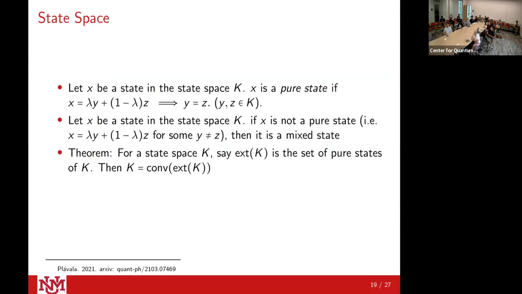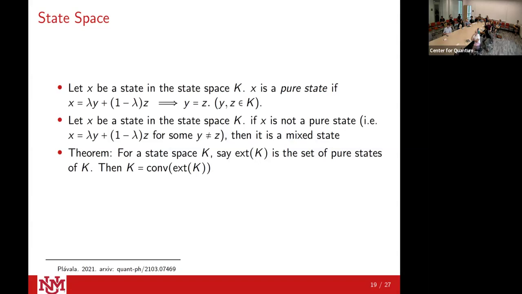Basically, some quick definitions, which we all understand because we're quantum theorists. X in a state space is pure if any mixture you can write down that gives you X, so long as you're mixing two elements within the state space, implies that they're the same element. So you can't mix two different elements and get X; that means X is a pure state. And the converse: it's mixed if that's not true, if there are two non-equal states that you can mix and get X.